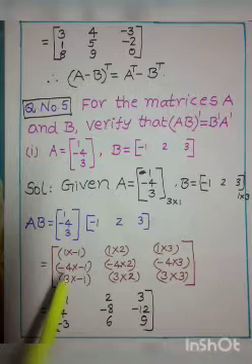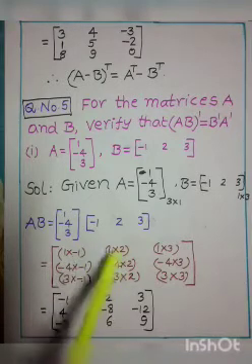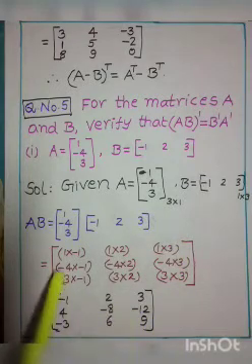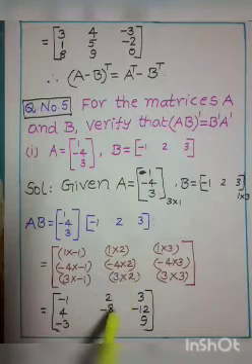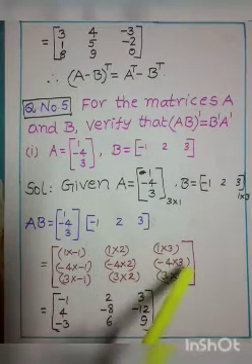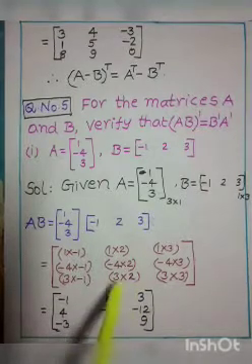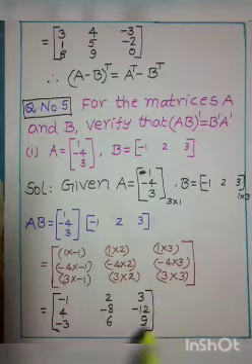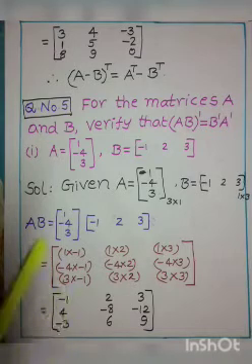Right. Now we simplify these numbers. 1 into minus 1, minus 1. 1 into 2, 2. 1 into 3, 3. Minus 4 into 1, minus 4. Minus 4 into 2, minus 8. Minus 4 into 3, minus 12. 3 into minus 1, minus 3. 3 into 2, 6. 3 into 3, 9. These are the elements in the matrix AB. We found here AB. Understood, my dear children?